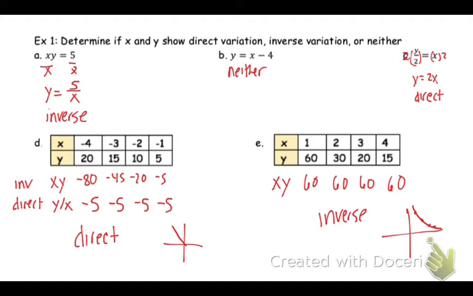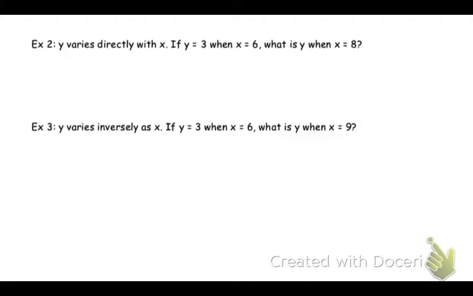All right, so now let's look at some algebra examples. What we're going to do is find these values given some information. What's important to pay attention to is whether it varies directly or inversely. If it varies directly, remember that's like slope, like a straight line. So my constant, which is like slope, is y divided by x.